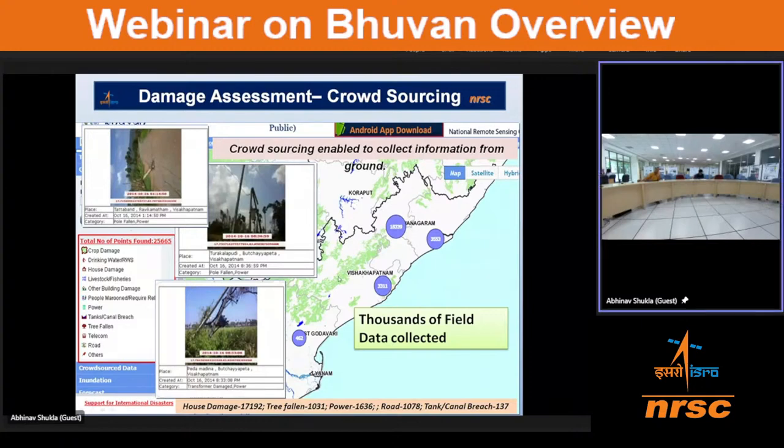Now, the concerned administration can look into this information and see what the damages are and the locations of the damages which have happened. And once the mitigation happens, once the relief and rescue is over, they can also check whether the same has been addressed or not. So this helps you in the verification and validation also.